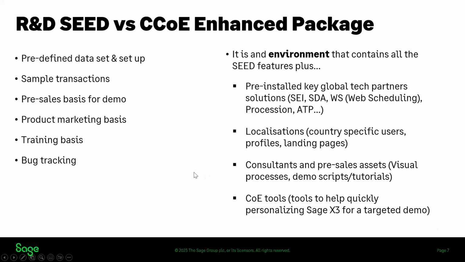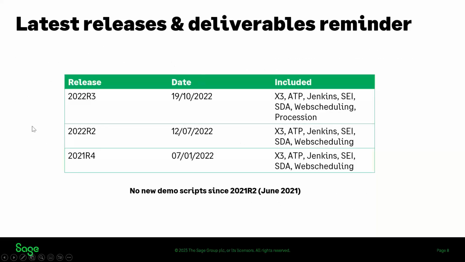So quickly, just to show you the latest releases that we did: the last one was in 2022 R3, and the next one will be in 2023 R1. So we don't have one in R4. We try to release new versions when we have some important new features or updates, not only in X3, but also in those ISVs or external global tech partners that we are working with. It's a pity, but since we saw that demo scripts were not used, since 2021 R2 we don't release them anymore. So that's something that we plan to improve.